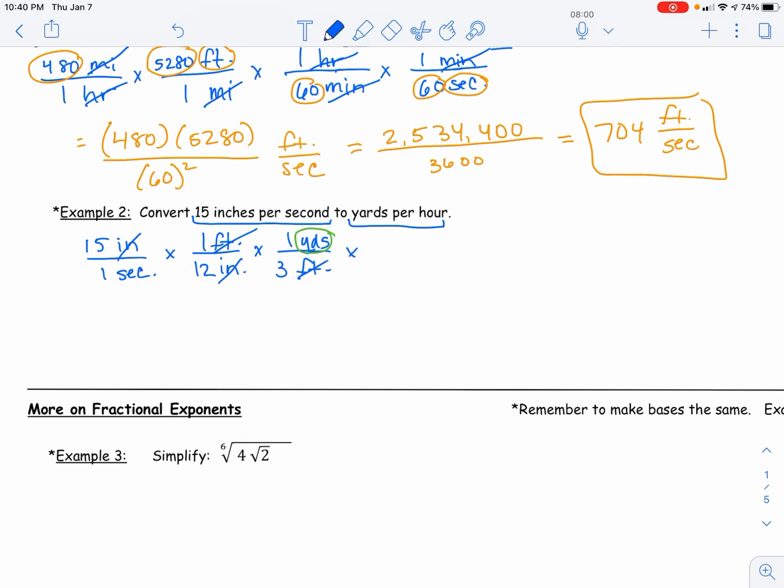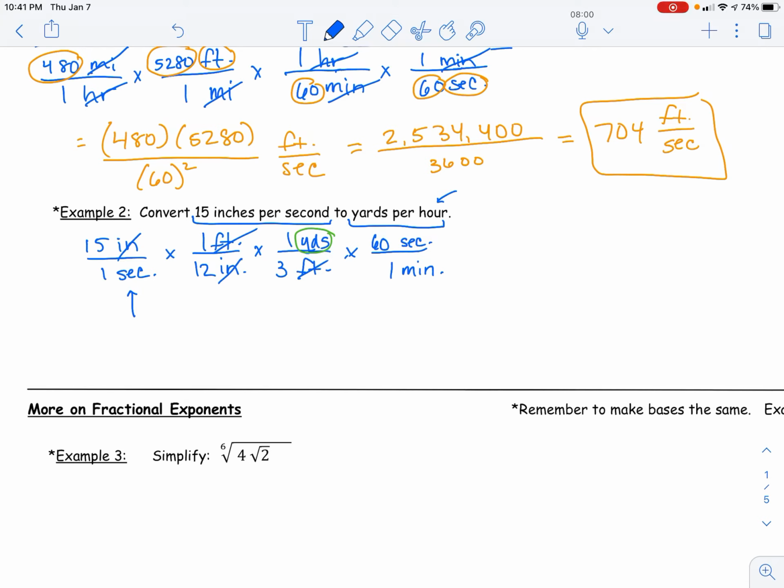The time, okay, I've got seconds over here. So that means my next unit multiplier will have seconds up top because I want to be able to cancel that. So 60 seconds, and we're going to put a minute on the bottom. And the reason is because now I'm trying to increase to find out the hour. Okay, how many yards per hour. So now I have to grow this from seconds to minutes to hours.